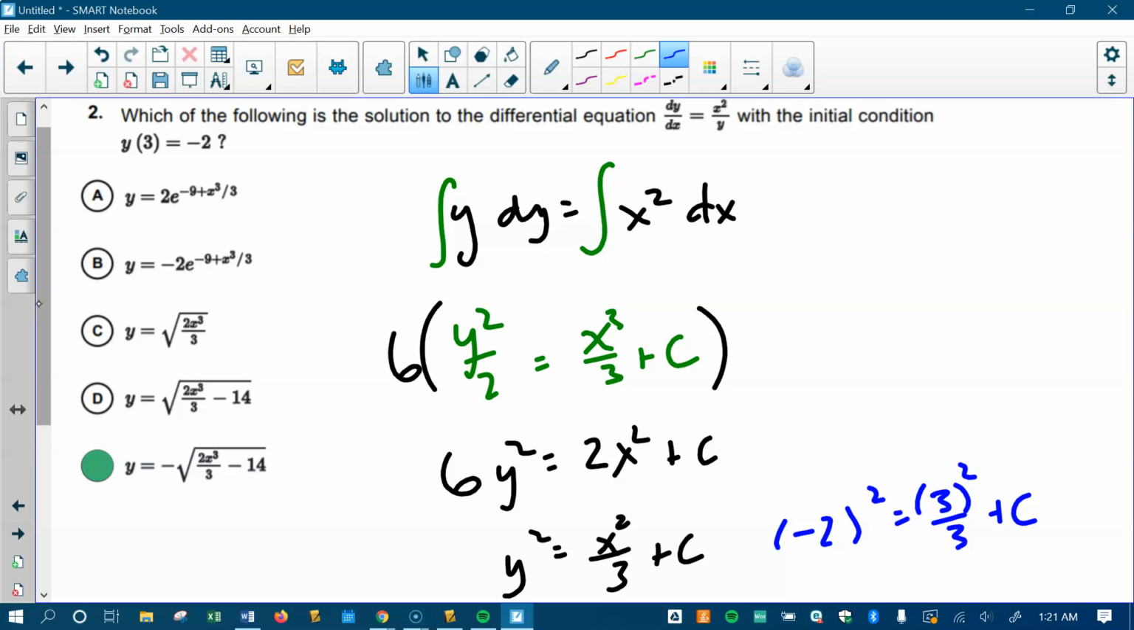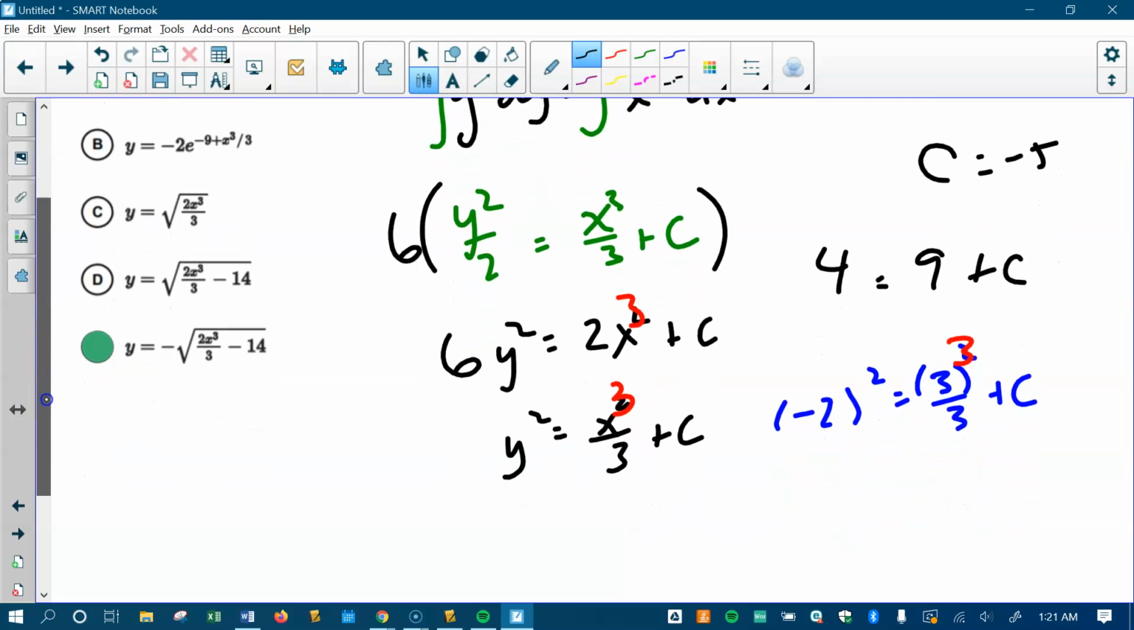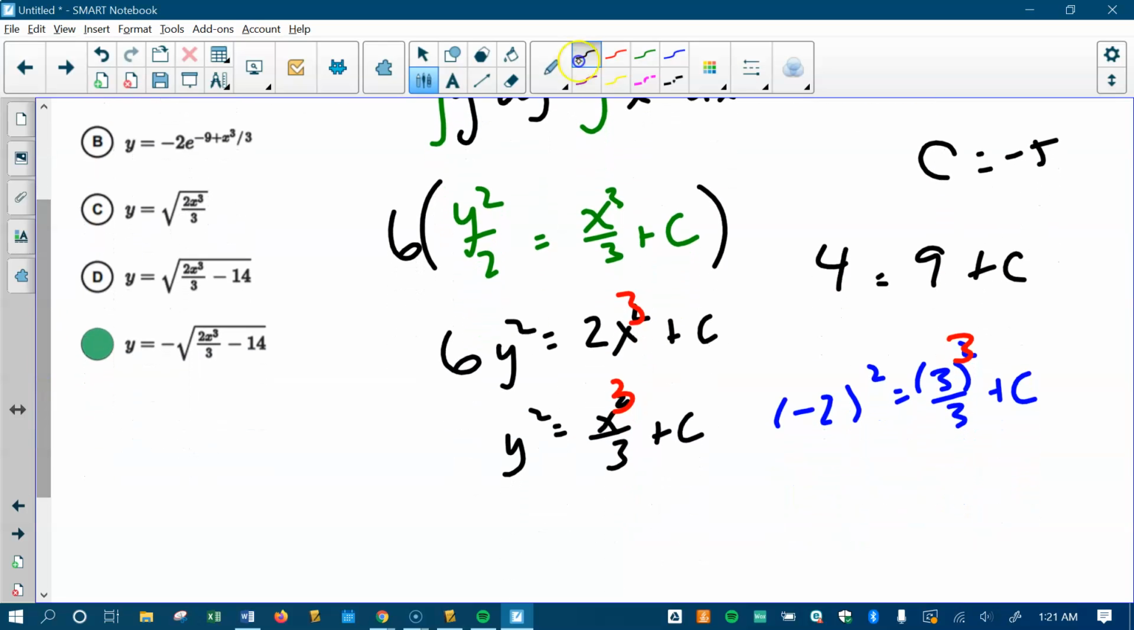Now, I do have one small mistake here. I do want to make sure that I change this to a cube. Okay, that looks good. So now I get 4 is equal to 9 plus c, which means c is equal to negative 5. So now I can go ahead and do y is equal to plus or minus square root of x cubed over 3, and then minus 5.